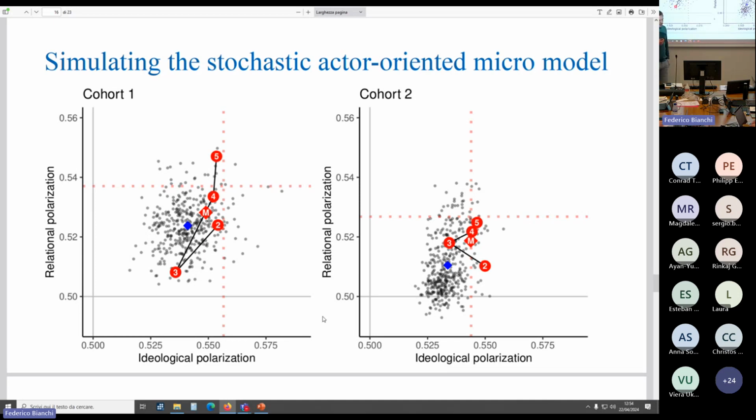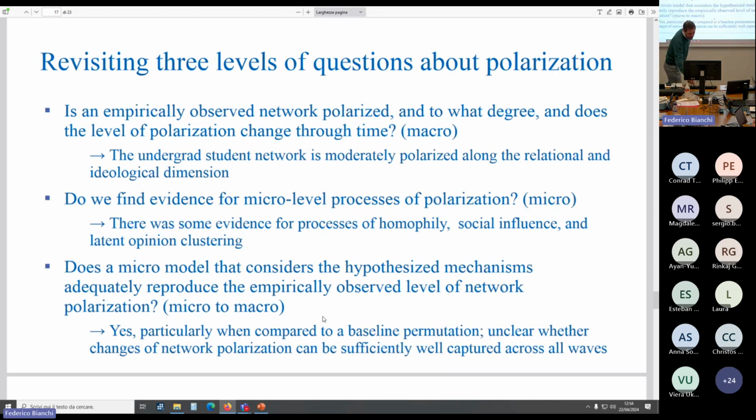homophily, and other effects. So just briefly revisiting the three levels of questions about polarization. We did see that the undergrad student network was moderately polarized along the relational and ideological dimension. We also found some evidence for processes of homophily, social influence, and latent opinion clustering. And we could also conclude that the micro model could reasonably reproduce those macro level features, particularly compared to this baseline permutation.